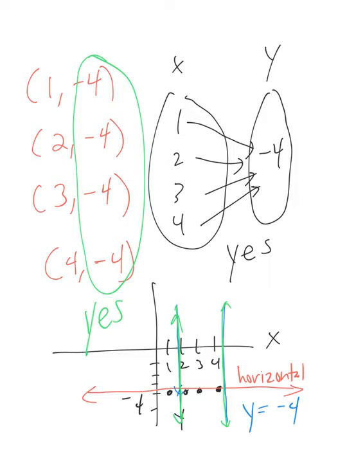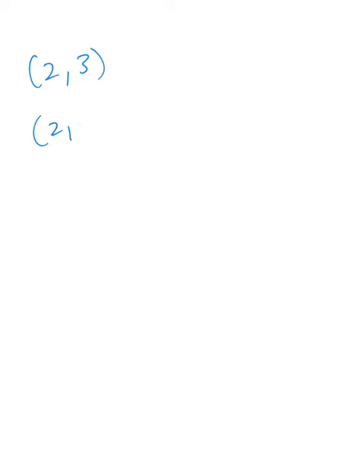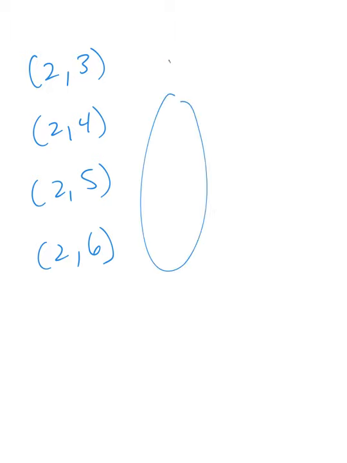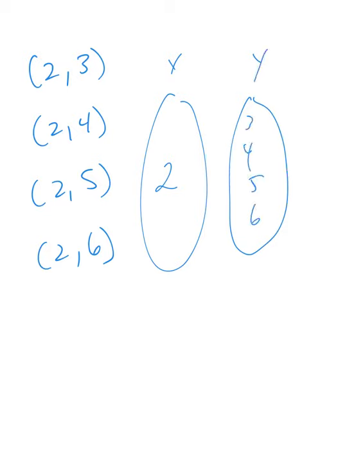Okay? We have 2, 3, 2, 4, 2, 5, 2, 6. How is this one different? Because how many x's do you have? You basically only have one x, right? How many y's do you have? 4, 3, 5, 6. Right, but it's trying to go to all of them at the same time, right? So this is impossible. Not a function.